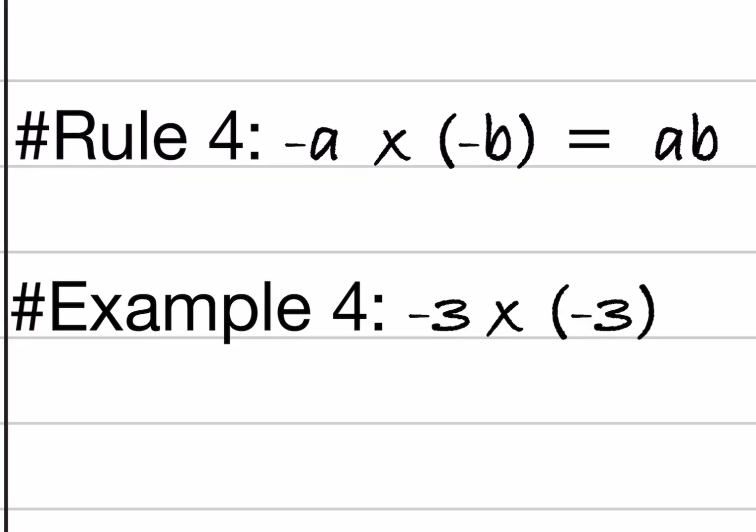Let's have a look at rule number 4. Minus minus equals plus. It's pretty simple as well. First you multiply A and B, because of this multiplication sign. And now you also look at minus minus, you have plus AB.